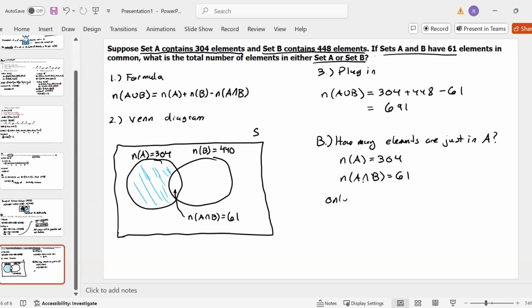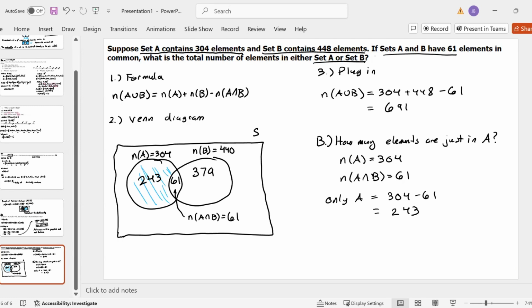So only A is equal to 304 minus 61, which is equal to 243. So this is 243. This is 61. And then if I wanted it for B, I could do 448 minus 61, and that would be 387, right? So that's how many elements are in each little circle, right? Again, maybe a problem doesn't ask you to do that, but in the event that they do, they could.